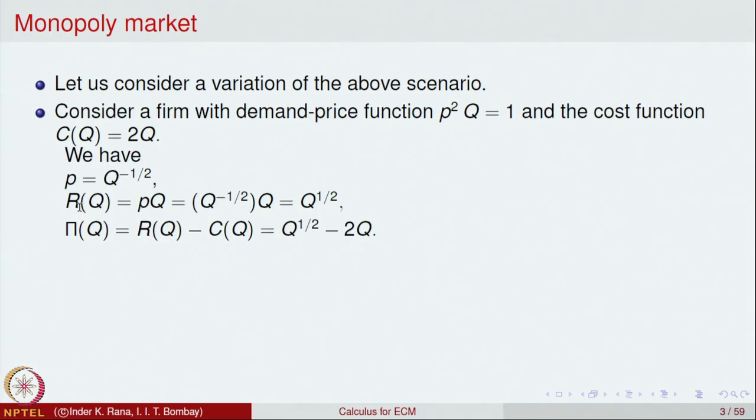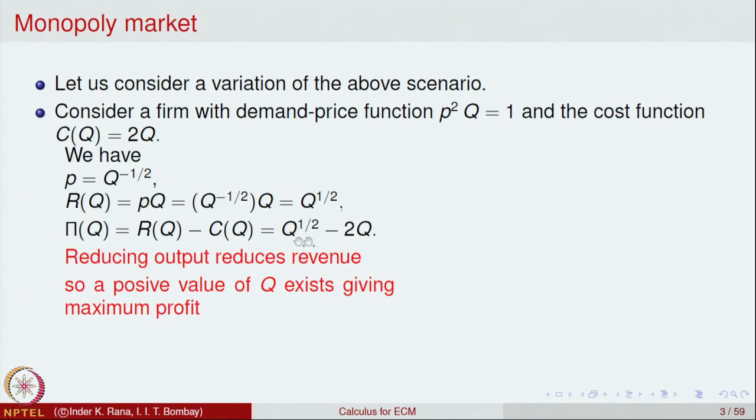Okay. So, the revenue function is p into q. That gives you q raised to power minus half into q raised to power 1. So, total power becomes q raised to power half, and the profit function is given by R(q) minus C(q). So, R(q) is q raised to power half and C(q) is equal to 2q. So, when you put those values, you get the profit function to be equal to q raised to power half minus 2q. So, all the basic functions are there.